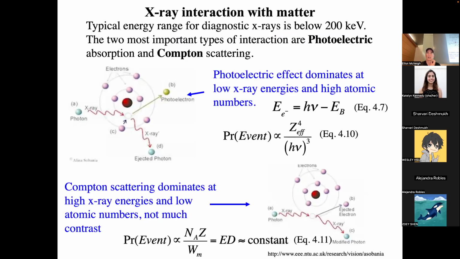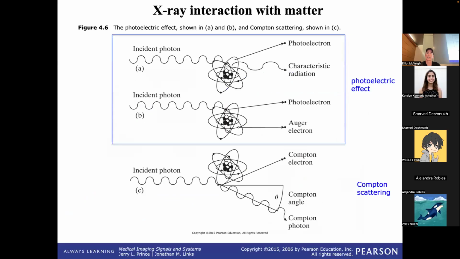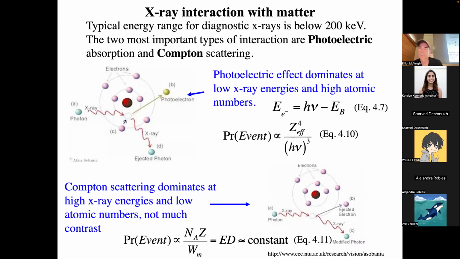We'll start here on Wednesday, looking at the relative probabilities of those two types of interaction, the photoelectric effect and Compton scattering. I'll be around for any questions.